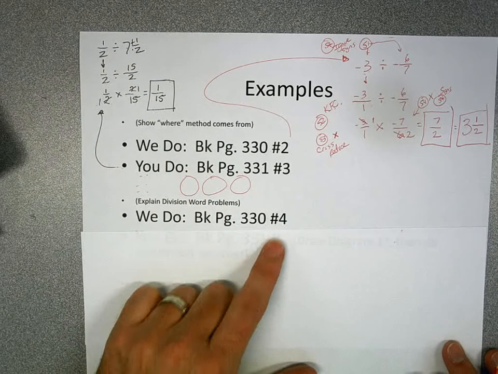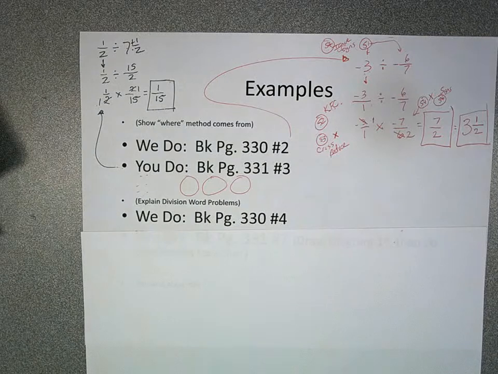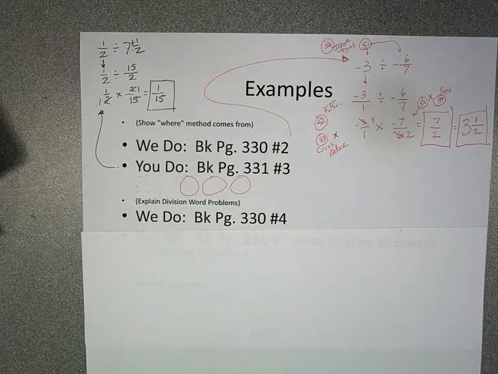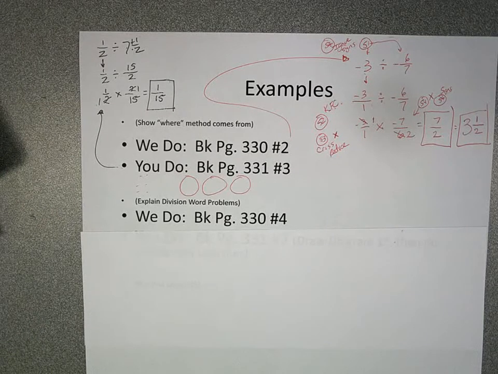So number 4, let's go ahead and close read. Remember, close reading: we're going to read it together. When I stop, you say the next word. Here we go. Number 4 on page 330. On Saturday, Lindsay walked 3.5 miles in 1 2/5 hours. What was her walking pace in miles per hour? Write it in simplest form. Now, this can be a little challenging.